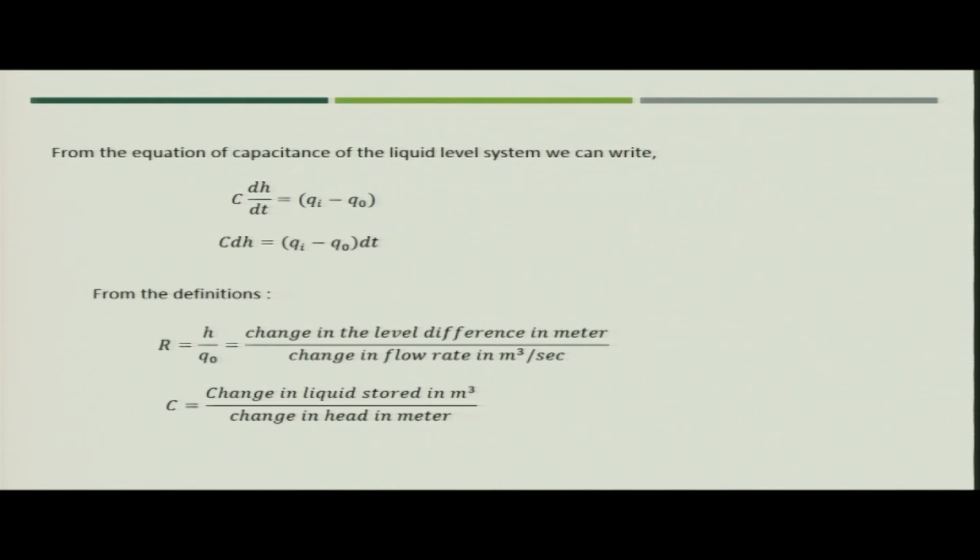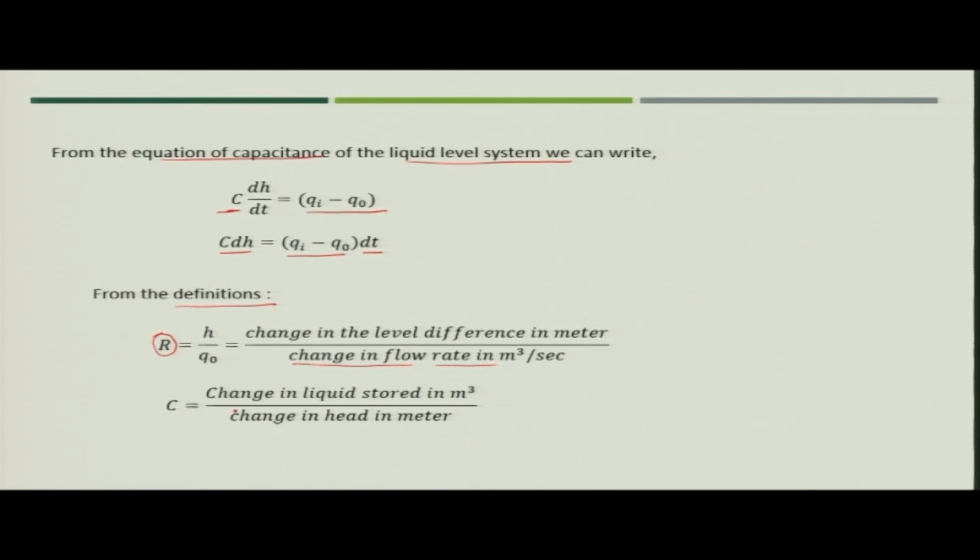Now, from the equation of capacitance of the liquid level system, we can write that the capacitance of the tank, C, into dH by dt, equals the change in flow rate, that is Q I minus Q naught, or we can write C dH is equal to (Q I minus Q naught) dt. Now, from the definition, what is the resistance R? That is H upon Q naught, that is, the change in the level difference in the tank over the change in the flow rate, which is in meter cube per second.